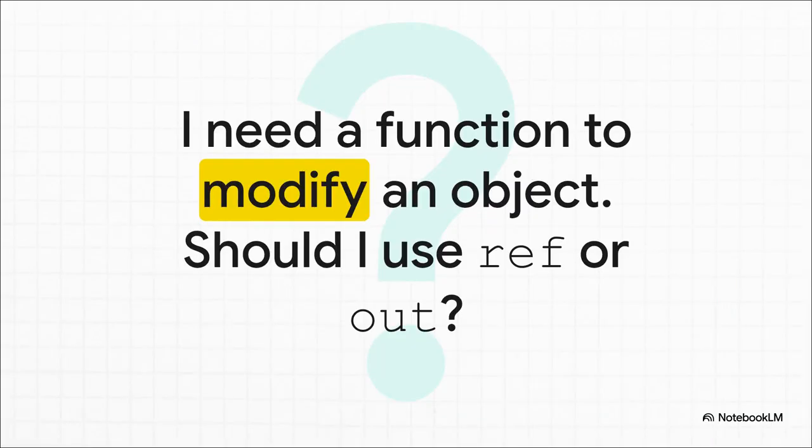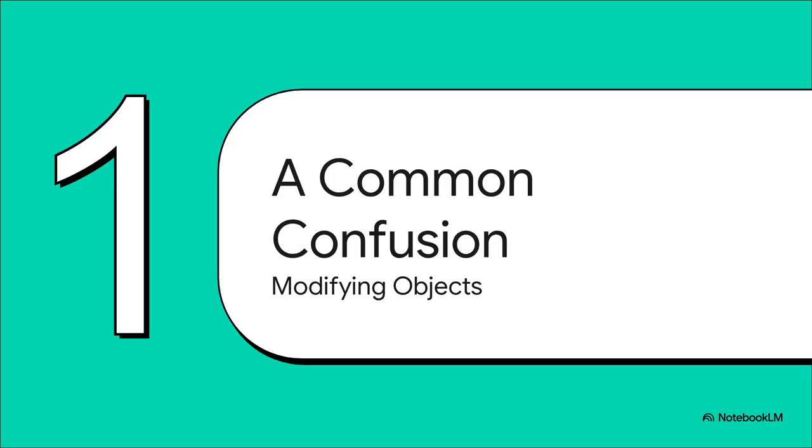This right here, this is the classic question. It feels totally logical, but it's actually built on a really common misunderstanding of how C# works with objects. And trust me, the answer is probably not what you're expecting. So, first things first, let's tackle that confusion head-on. Because before we even get into the ref versus out debate, we've got to get on the same page about a really key detail of modifying objects in C#.